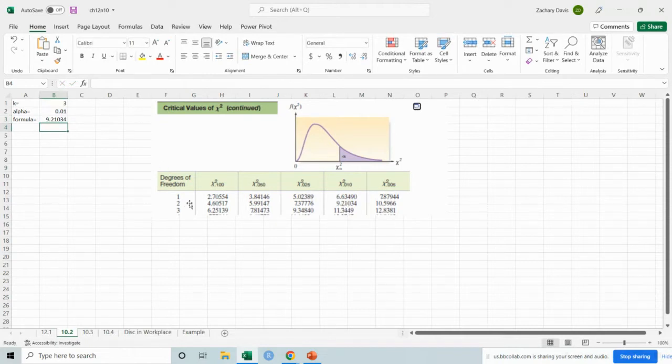Because it's k minus 1, we have 2 degrees of freedom. We're interested in the chi-squared alpha value of 0.01, so that's where we get this value of 9.21034. But since we have Excel, we can use this little formula here to look up values for us. What it's talking about is the area in this tail here.